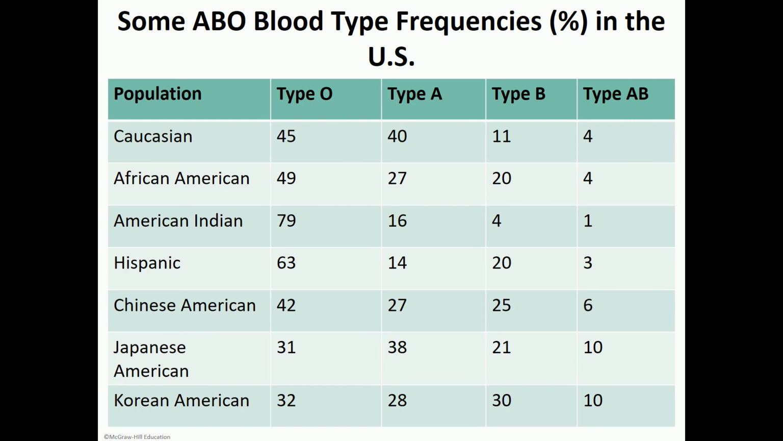This is a breakdown of the frequencies of the different blood types, broken down by ethnicity. These numbers, you do not obviously have to know them. It's just there to show you that type O is the most common kind of blood, regardless of ethnicity, and type AB is the least common kind.